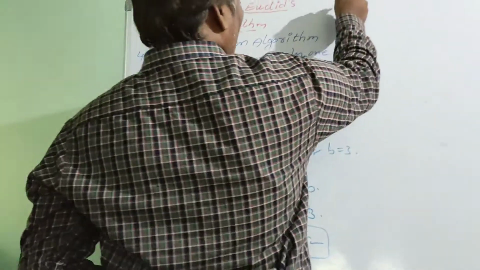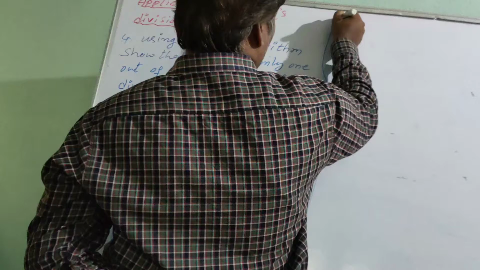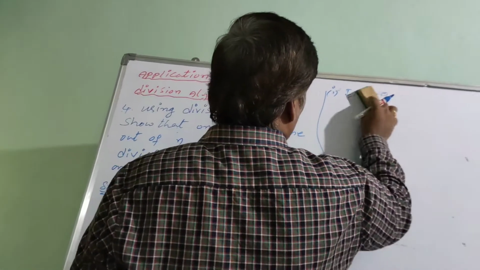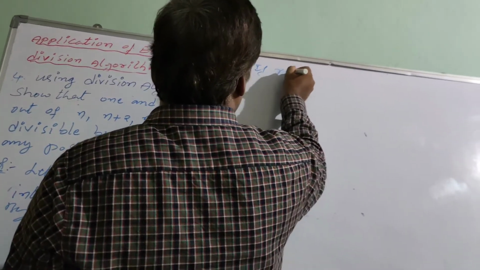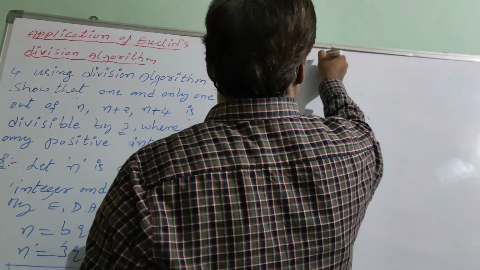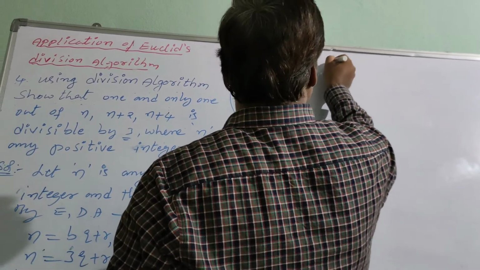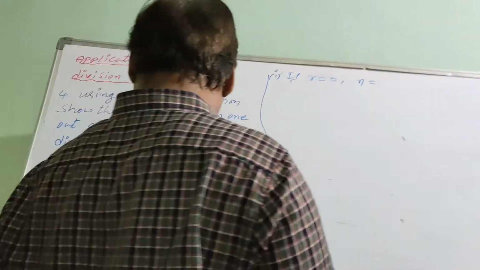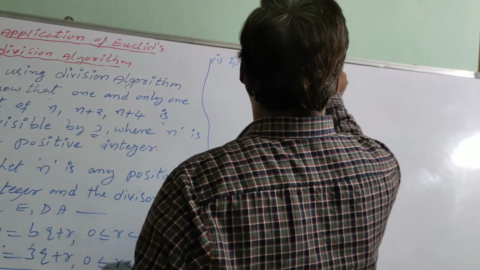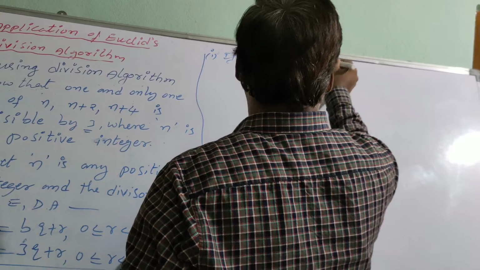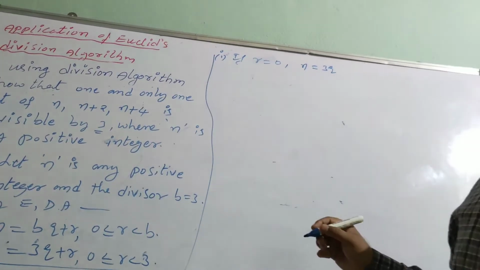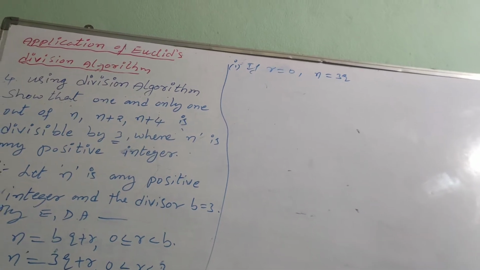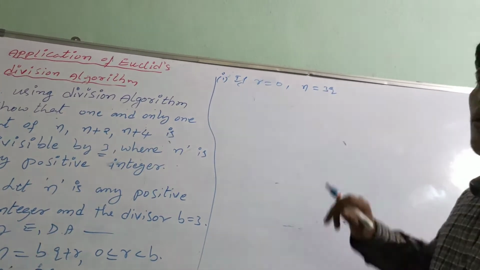So let us check case 1. What is the first case? If the remainder is equal to 0, in the case of r is equal to 0, then what is n? n is equal to 3q plus r, and r is equal to 0. The remainder is 0, so 0 has no value. Then we will get n is equal to 3q. So clearly 3q means 3 into something, it is a multiple of 3.